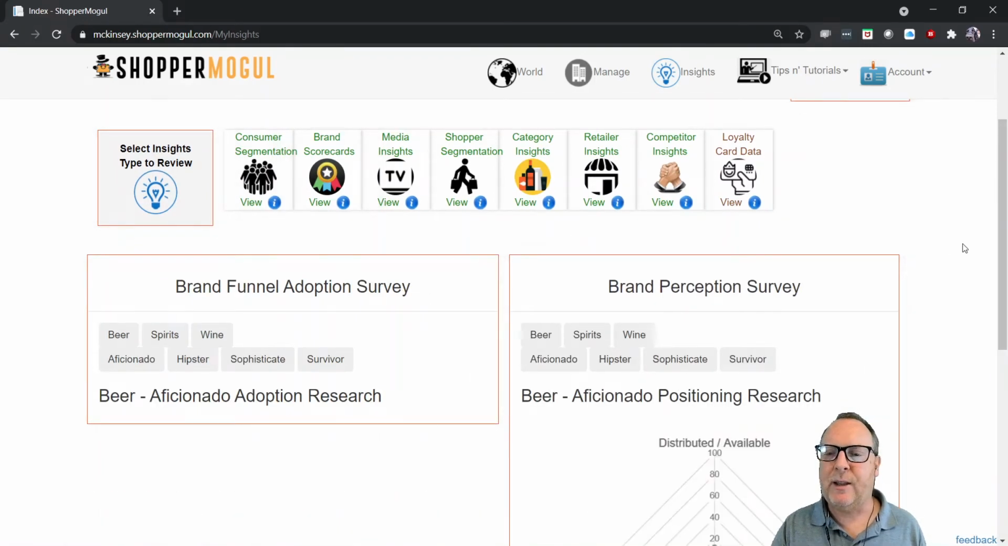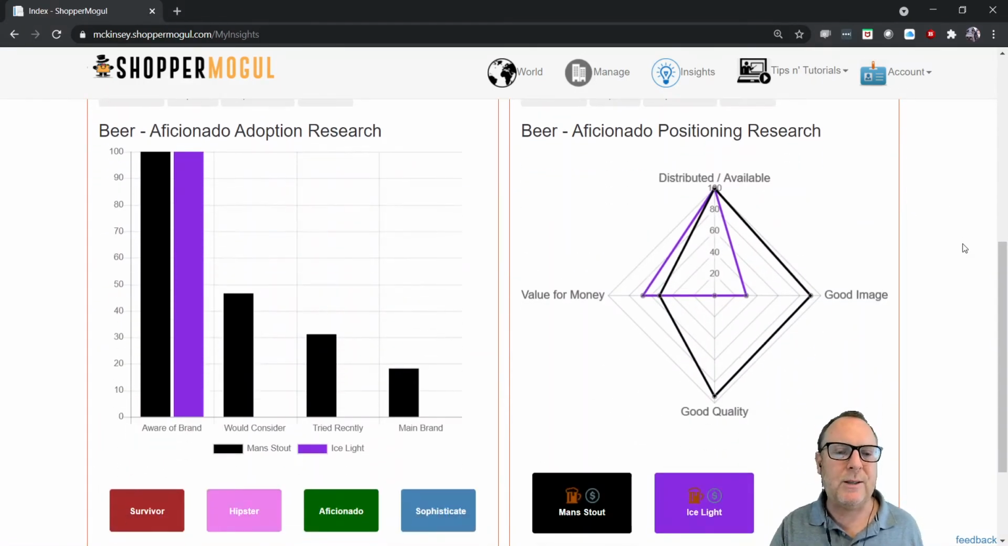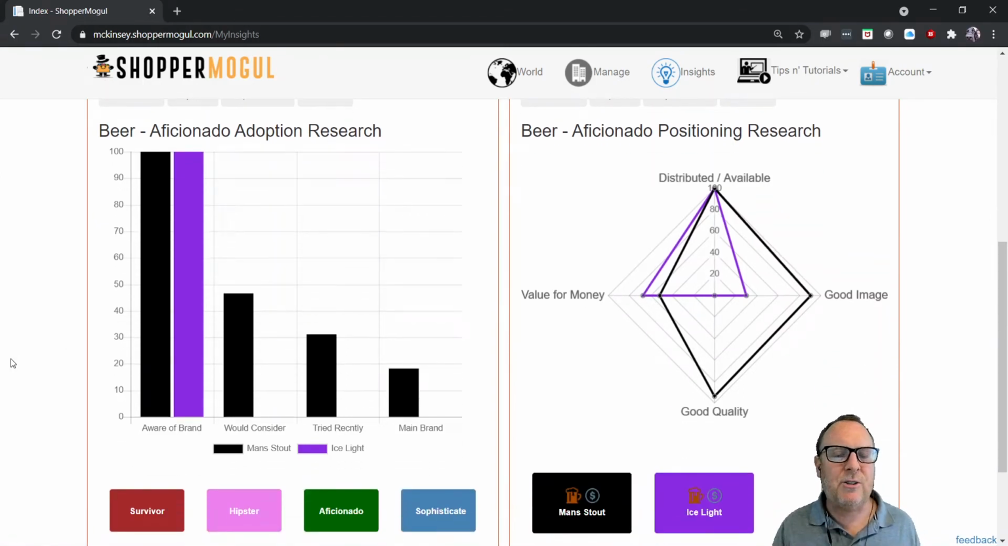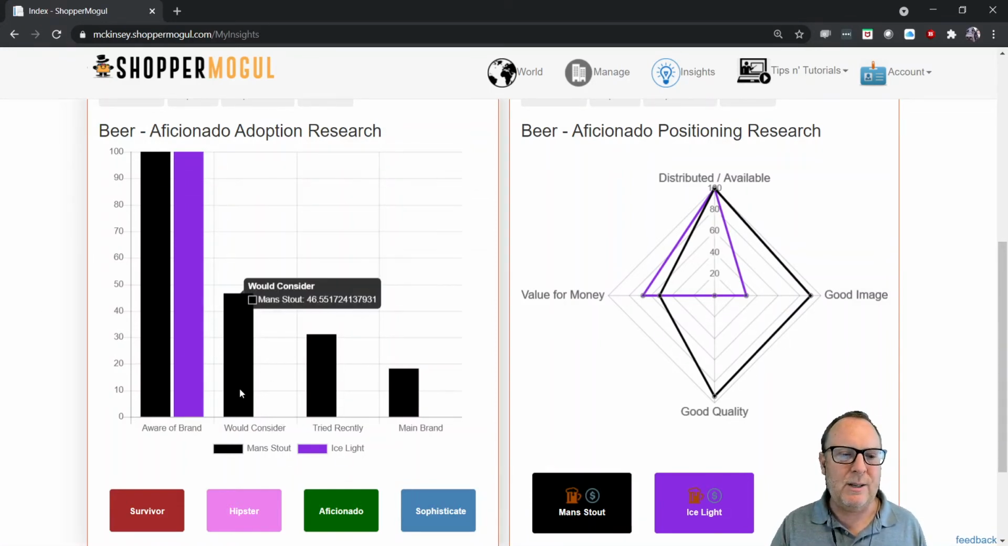Now, you can also understand how well your brands are doing by looking at the brand scorecards that are available to you. These scorecards are actually quite sophisticated. You can break them down by category. You can also break them down based on which consumer type you're targeting. So here we've got a scorecard for beer being sold to aficionados. We can see that at the start of the game, with not very many brands in the market, both Man's Stout and Ice Light have 100% awareness amongst aficionados. However, whereas 45% of aficionados would consider drinking Man's Stout, none of them say that they would actually like to try Ice Light.